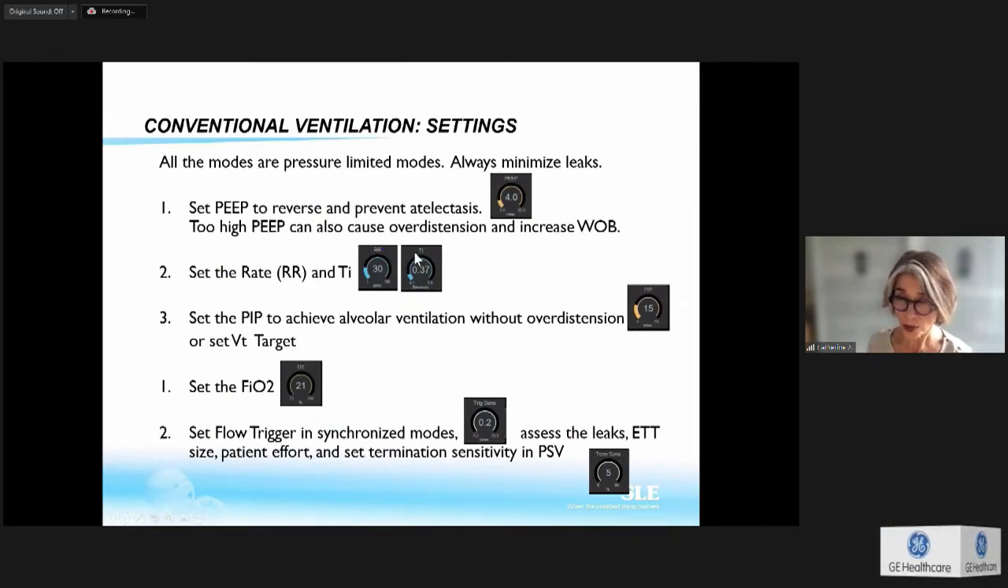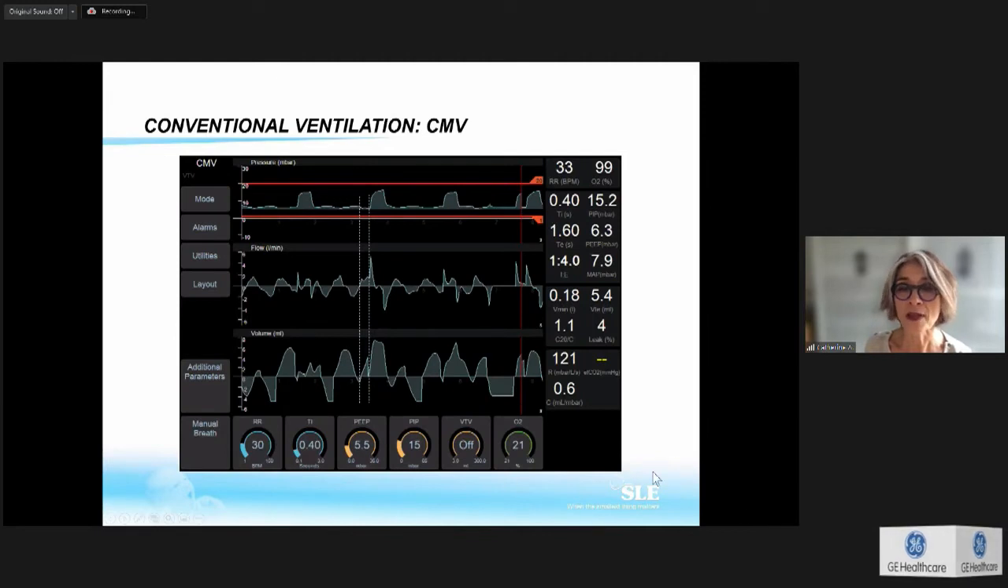The PEEP to prevent atelectasis, to make sure that your lung is kept open, that you keep a proper FRC. Be careful, not too high. If not, you will increase the work of breathing. You will set the rate, the TI, for all the modes that you have seen. Of course, the PIP to generate a tidal volume, or maybe a targeted tidal volume whenever you work with TTV or BTV. Your FiO2, trigger sensitivity whenever you will be working with synchronized mode, and of course pressure flow termination whenever you will be using pressure support.